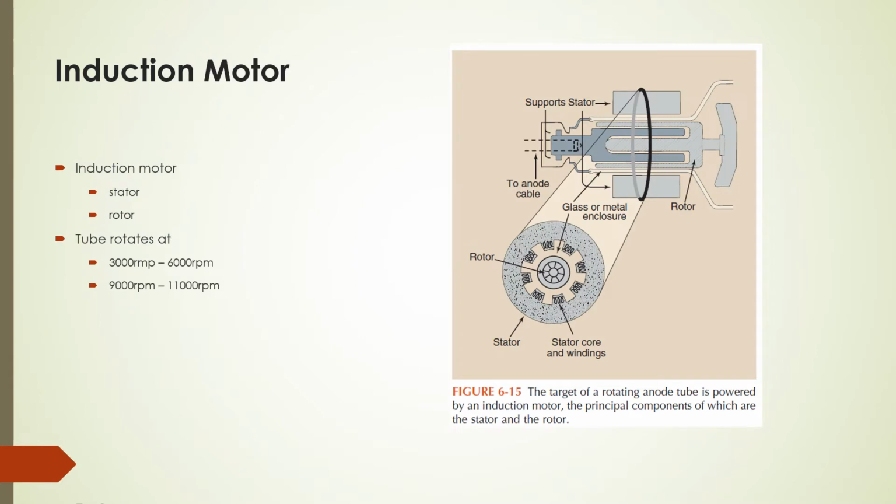Here is a larger view of the induction motor. The induction motor rotates the anode. It is comprised of the stator and rotor. By rotating the anode, heat is spread over a wider area, leading to a larger heat load compared to the stationary anode. Rotating speeds are between 3,000 to 6,000 RPMs for low speed and 9,000 to 11,000 RPMs for high speeds. X-ray systems are designed to energize only if the tube is at the correct rotation speed.